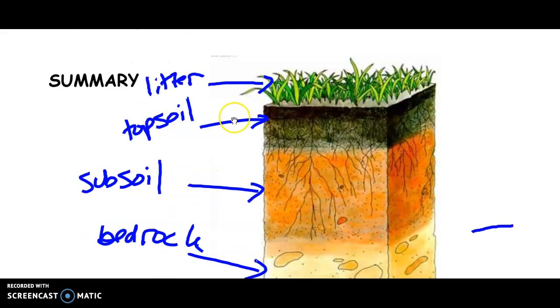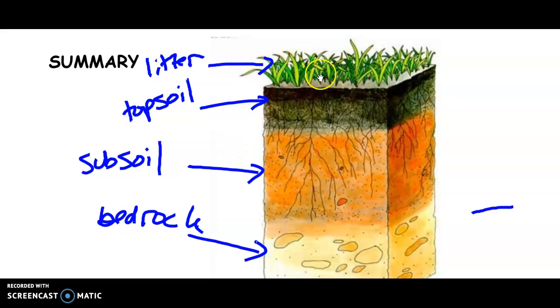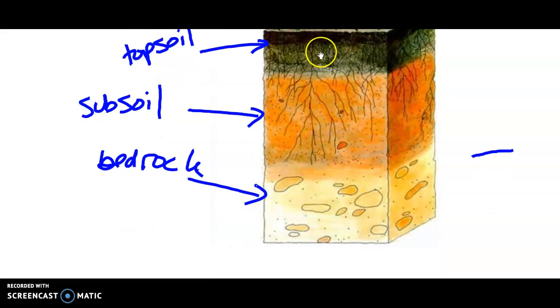So this is just a picture to kind of show you. So the litter is the top. Then you have topsoil, which is this rich area here. Then you have subsoil, so it's becoming lighter in color and it's more rocky, less and less nutrients. And then, of course, if you dig down deep enough, you have basically a solid layer of rock.